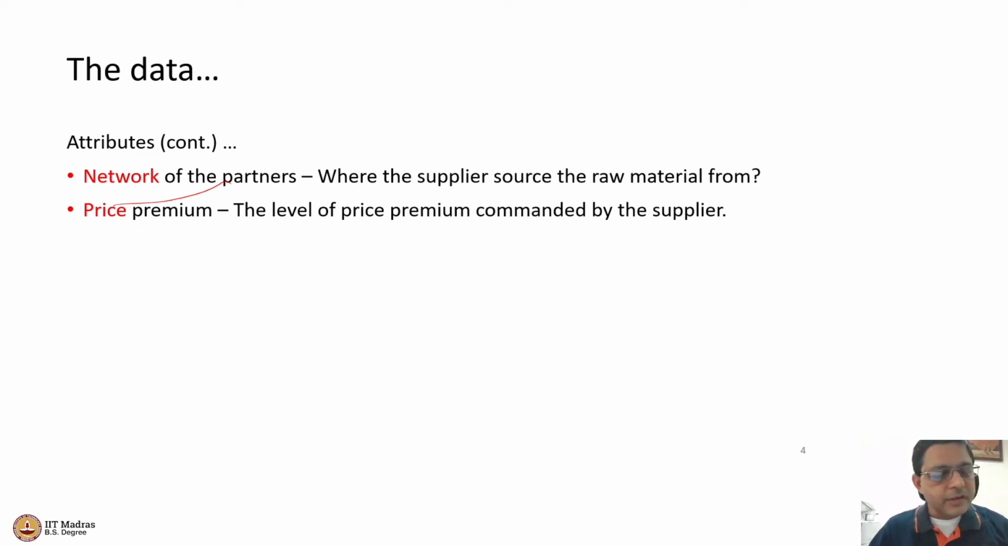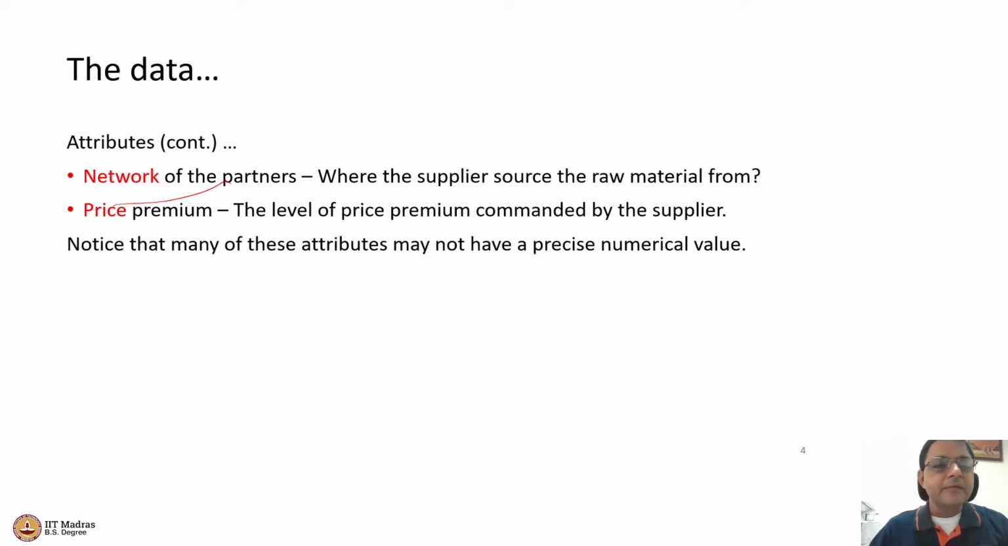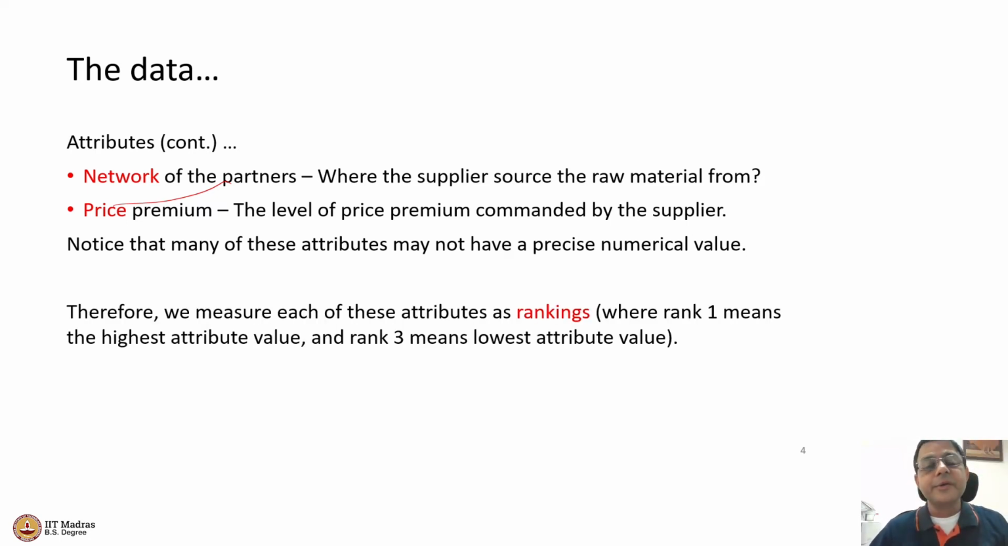So these are the attributes that we are looking at, and as I have constantly observed, many of these attributes may not have precise numerical value, and may actually be difficult to quantify. So how are we going to quantify these? Because obviously, as I said earlier, we are going to put that in a quantitative algorithm. So we want a numerical value for this, which may not be available. So what we are going to do is use rankings or ratings. We will measure these attributes on some rankings, where rank 1 will mean the highest attribute value.